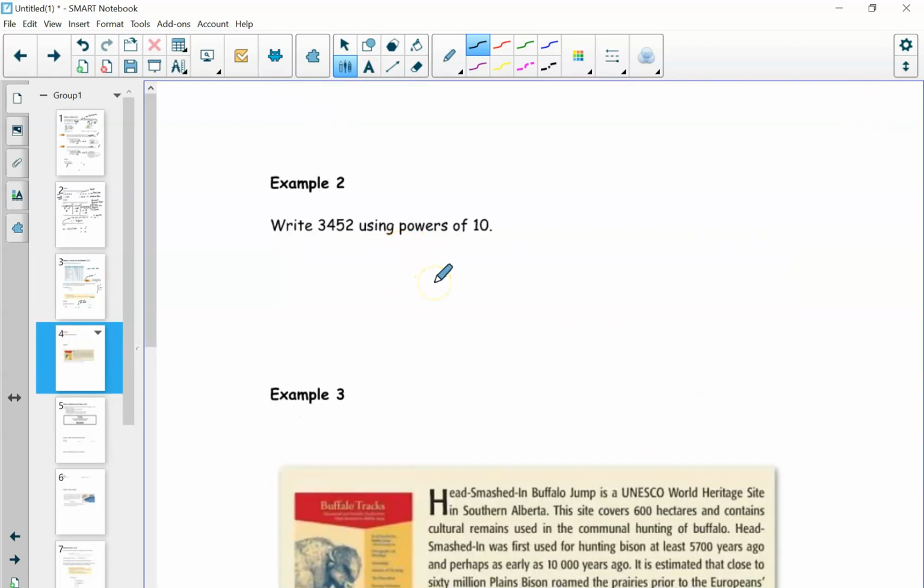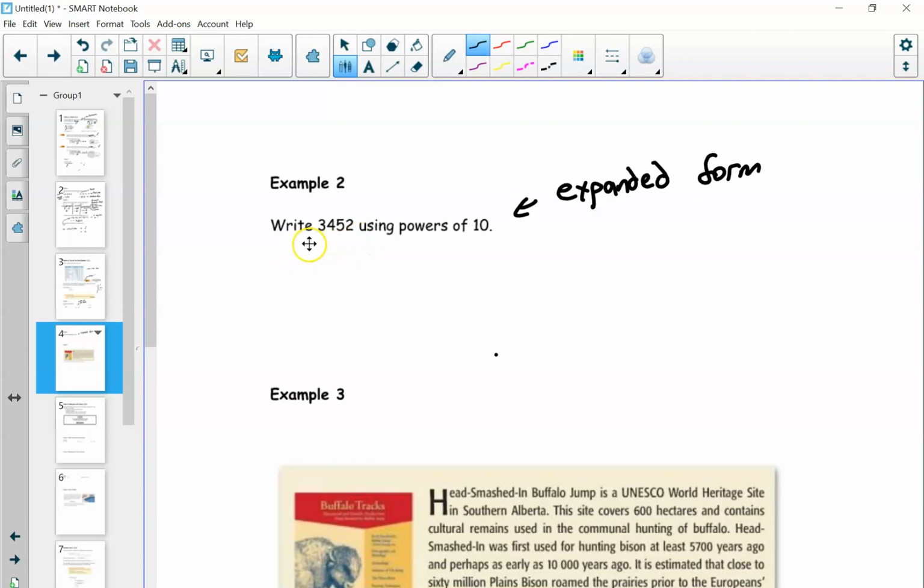Okay, now, write 3,452 using powers of 10. Typically what we call this is expanded form, and you have probably seen something similar to this in mathematics when you're figuring out numbers for the very first time in grade 2 or grade 3, where you start looking at numbers and the places. So if you looked at the number 343, there's 3 1s, and there's 4 10s, and then there's 3 hundreds, right? So this is very similar to that. Let's look at the way you would have done it before.